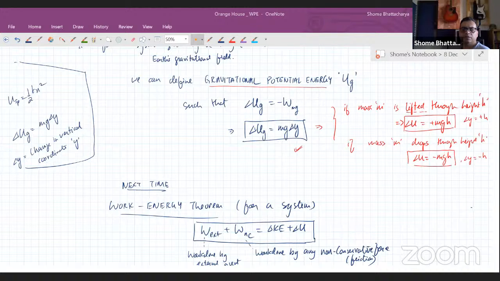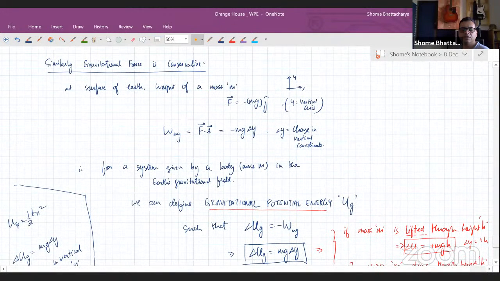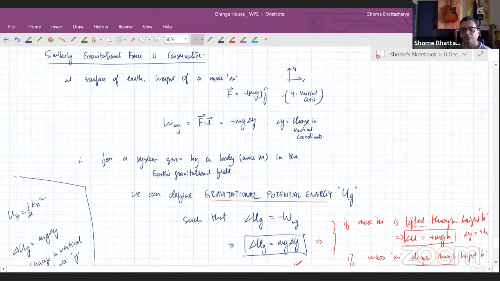Okay. Yeah, I will just take you through the last section again, guys. So make sure you revise this concept of potential energy very carefully, and the relationship between change in potential energy and work done by internal conservative force.